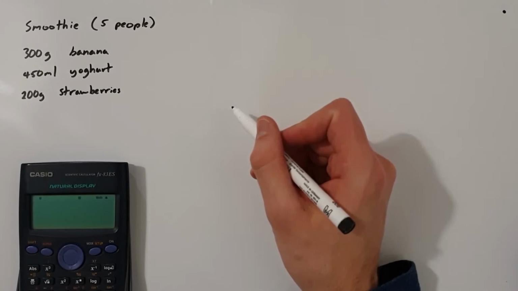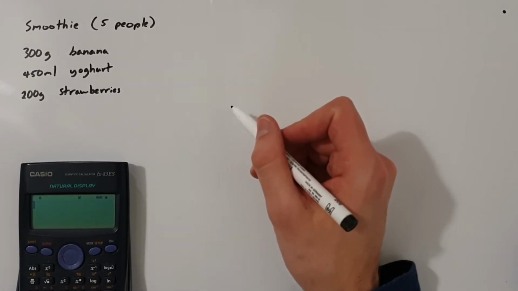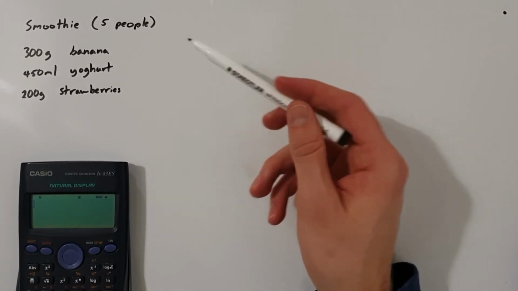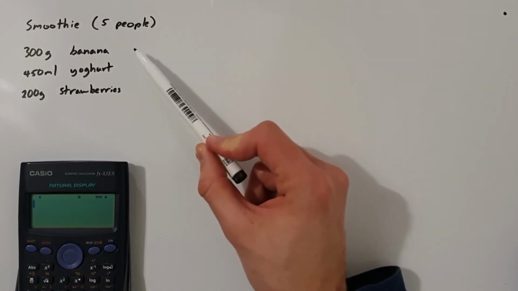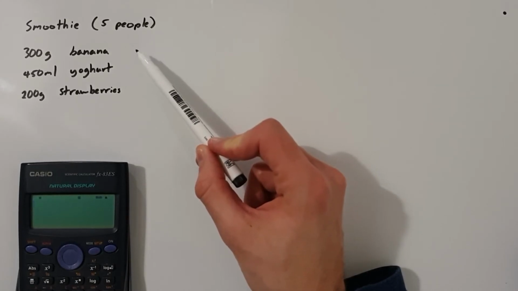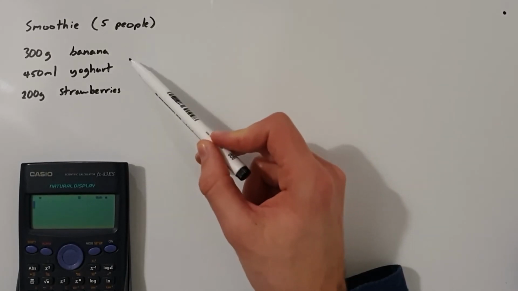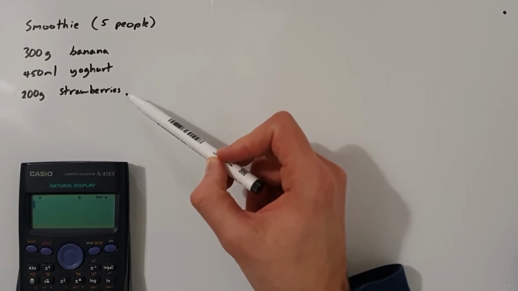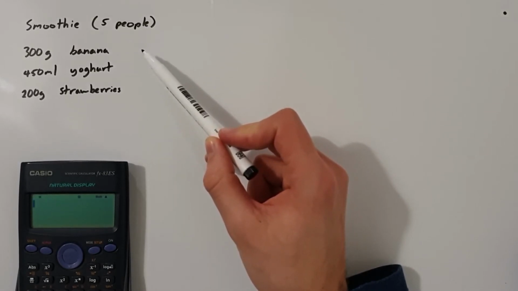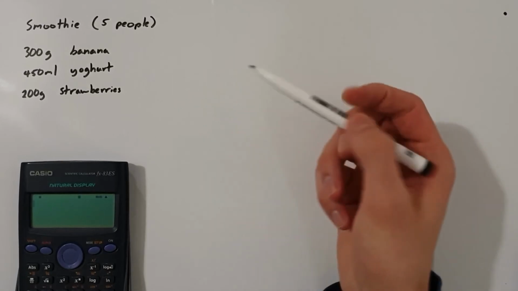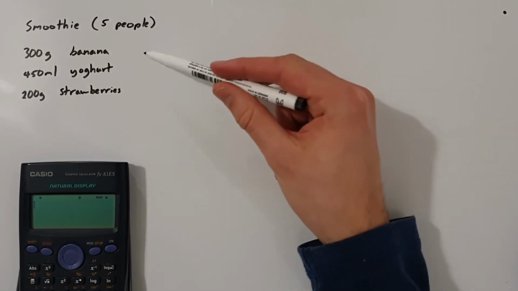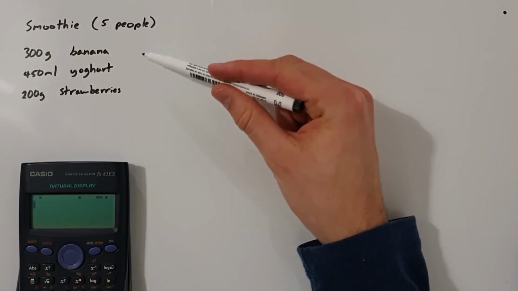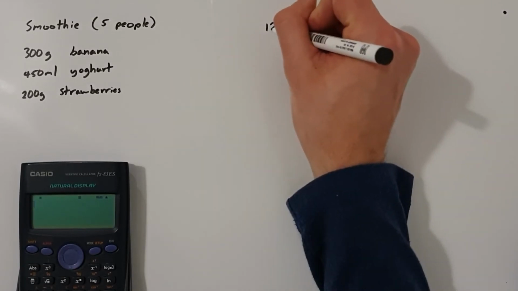Okay, so here's another example of a proportion question. This one might look a little bit more complicated, but it really isn't. Here we have a recipe for a smoothie. This recipe serves 5 people, and here we have our ingredients. We have 300 grams of banana, 450 milliliters of yogurt, and 200 grams of strawberries. And this serves 5 people. So if we had a question that said something like, how much banana do we need for a recipe for 12 people?